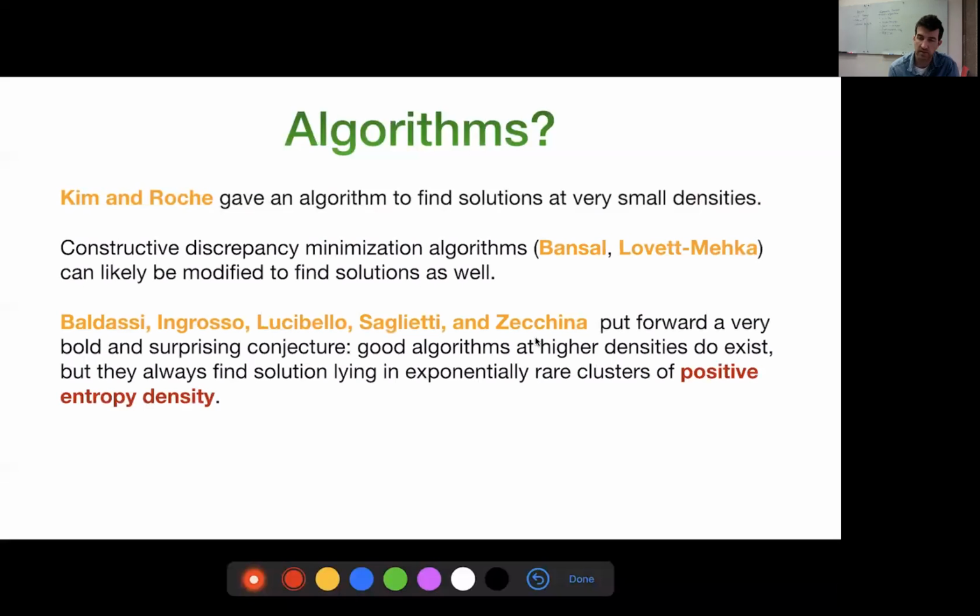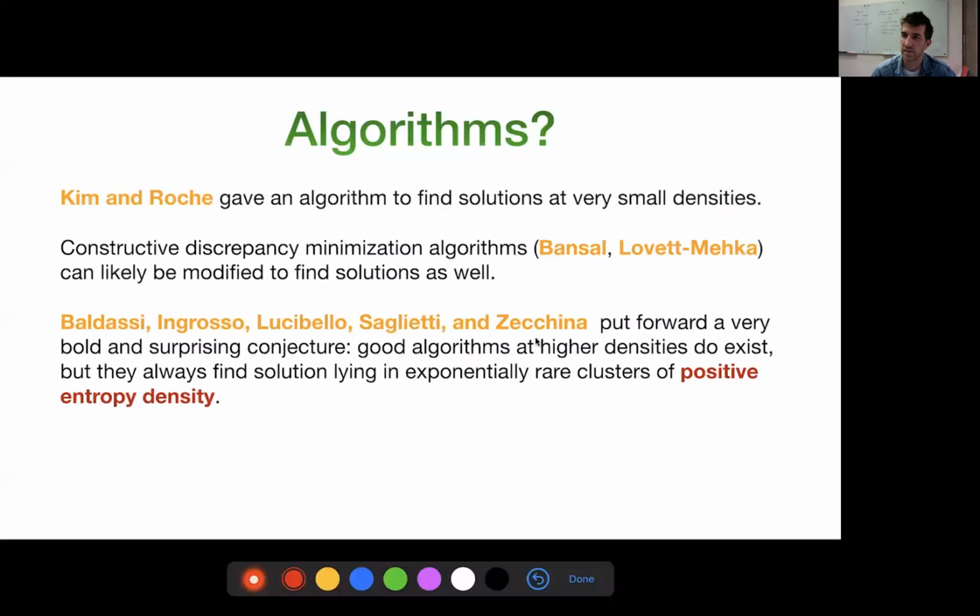But some other statistical physicists made some very bold conjectures about algorithms here. They conjectured that, in fact, good algorithms, so algorithms that are efficient at finding solutions at higher densities, do exist, but these algorithms, and they gave some proposed algorithms, find solutions that, unlike most solutions, are not isolated. They lie in some exponentially rare clusters of positive entropy density. So exponentially large clusters, but if you look at all of these rare clusters together, they're still an exponentially small fraction of the total number of solutions.